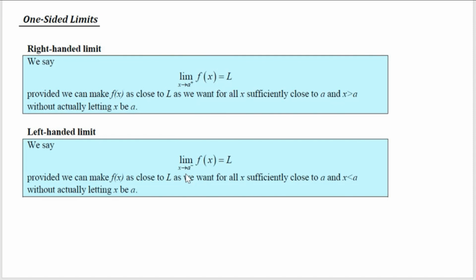Now on the other side, we have the left-handed limit. We say that the limit of f of x equals L as x approaches a from the left. So we also use the notation of a negative sign. It means that it's coming from the left, provided we can make f of x as close to L as we want for all x sufficiently close to a, and x is less than a, without actually letting x be equal to a.